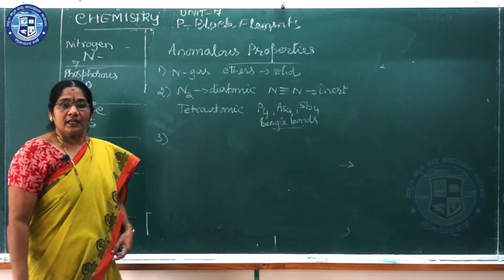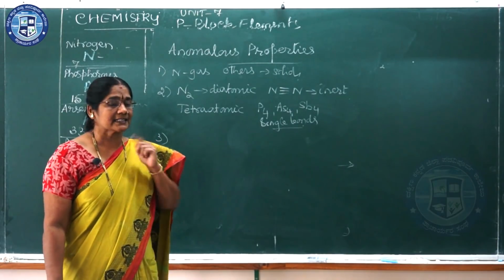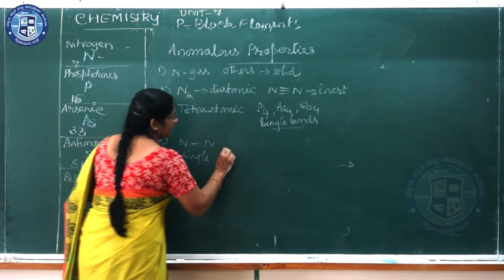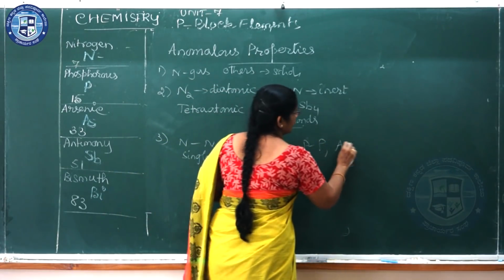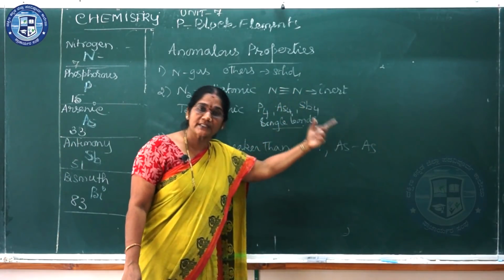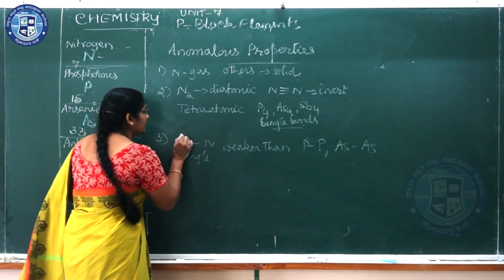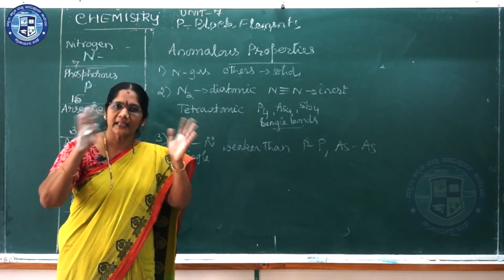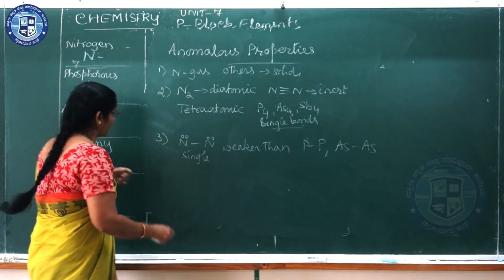Next, even though nitrogen molecule has very high bond enthalpy, listen here, single bond of nitrogen is weaker than the single P-P or As-As bonds. As a triple bond, nitrogen is more stable than the others, but the single bond of nitrogen is weaker than this. The reason is the two lone pair electrons present on these small atoms start repelling each other and the bond becomes weaker, and therefore single bond is weaker.